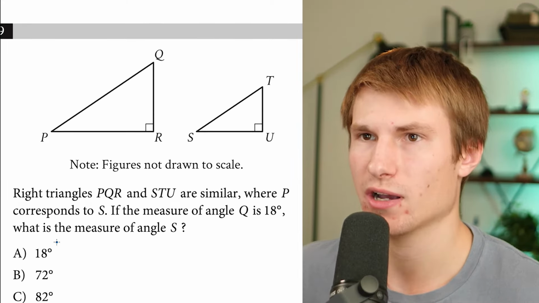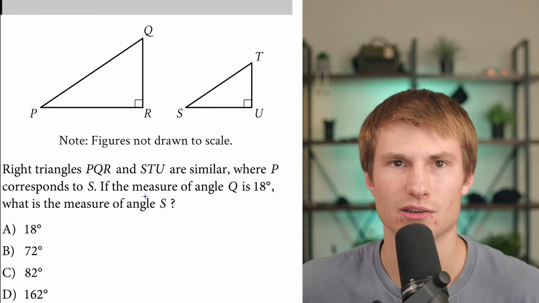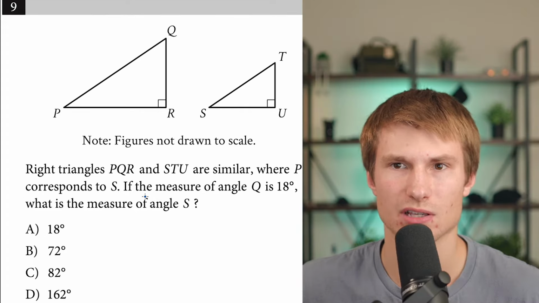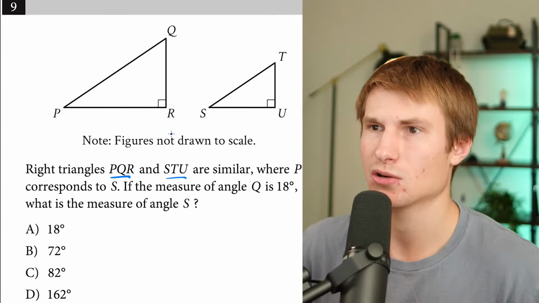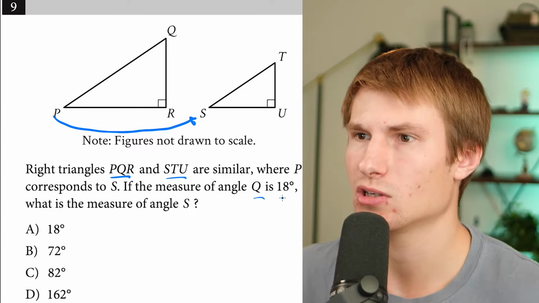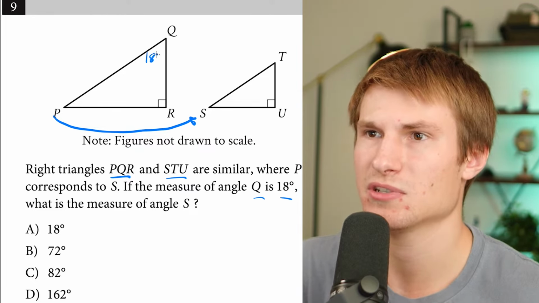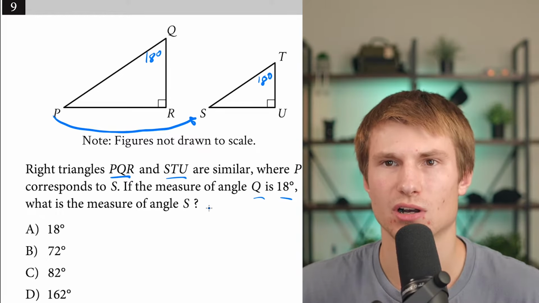Looks like we got some triangles here. With triangles questions and with circles questions, I'll usually recommend that you try to draw things out. So that's what we'll be doing here. So we have right triangles PQR and STU that are similar. P corresponds to S. If the measure of angle Q is 18, we can go ahead and put in that Q is 18, which means that T will also be 18 since these are similar triangles. What is the measure of angle S?